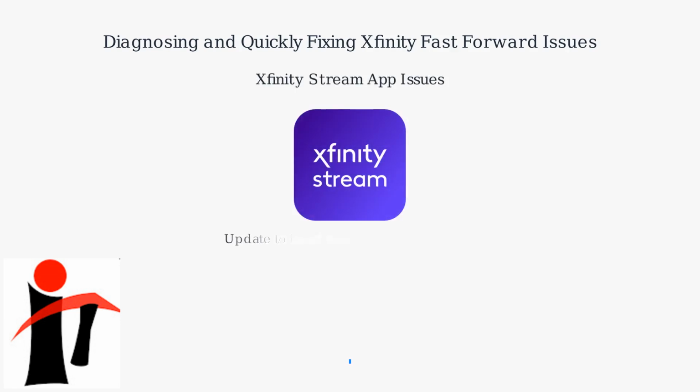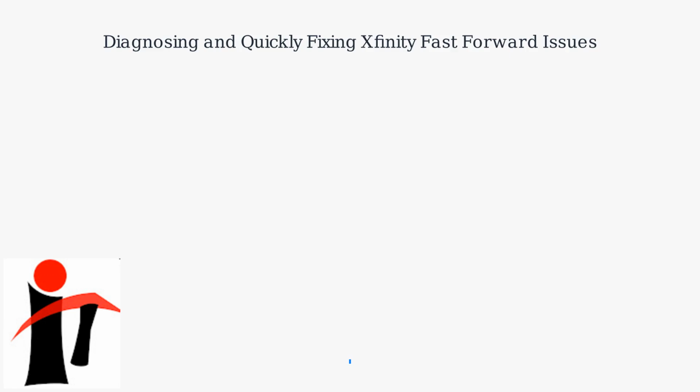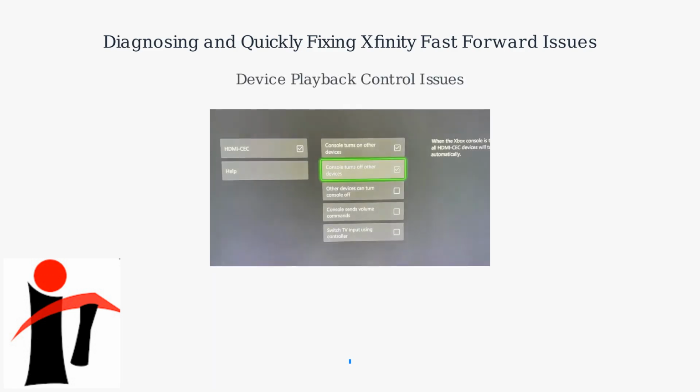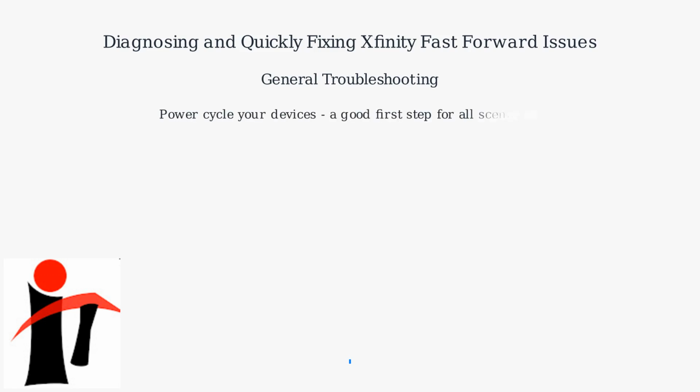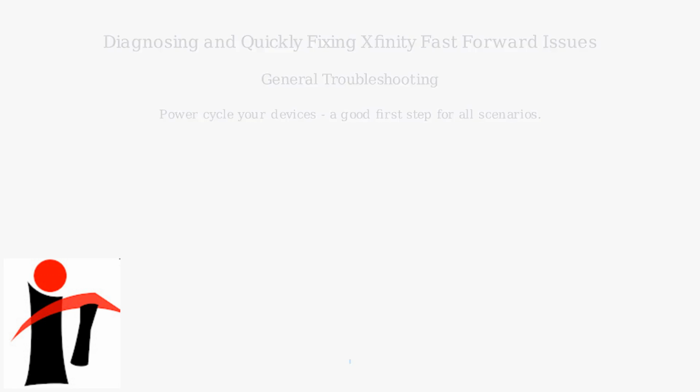For app problems, make sure you're running the latest version of the Xfinity Stream app, version 7.5 or higher. Also ensure your device meets the compatibility requirements, Android 10 or higher, or iOS 14 or higher. Lastly, for playback control malfunctions on smart TVs, check your HDMI/CC settings. Power cycling your devices is a good first step for all these scenarios.